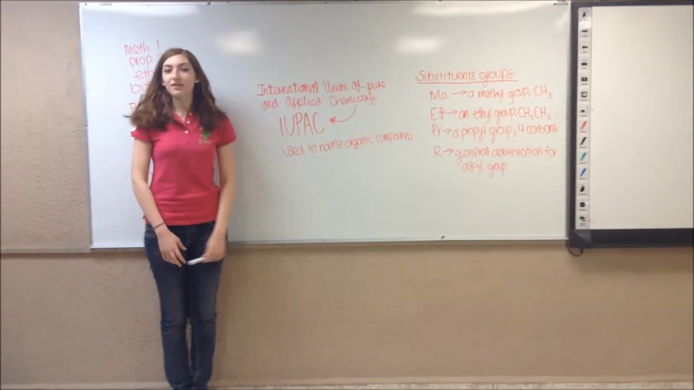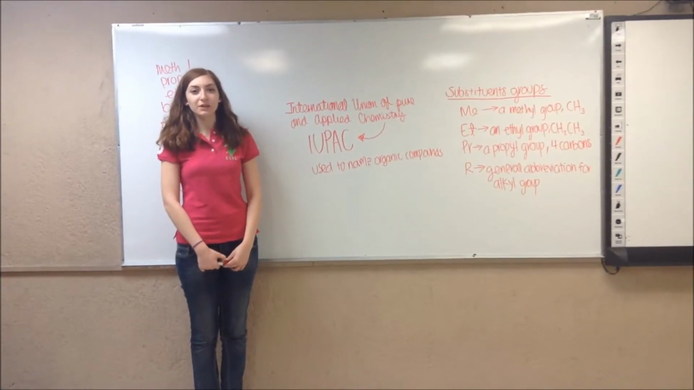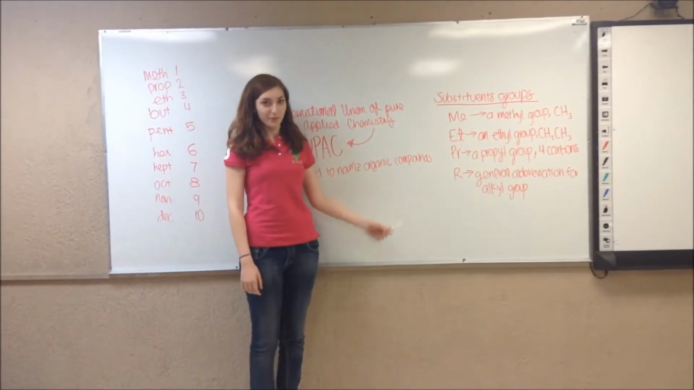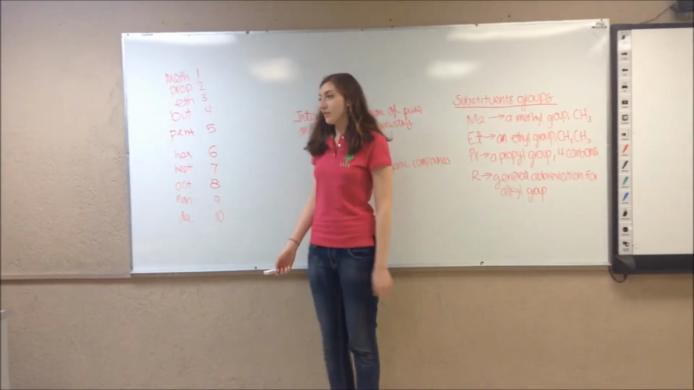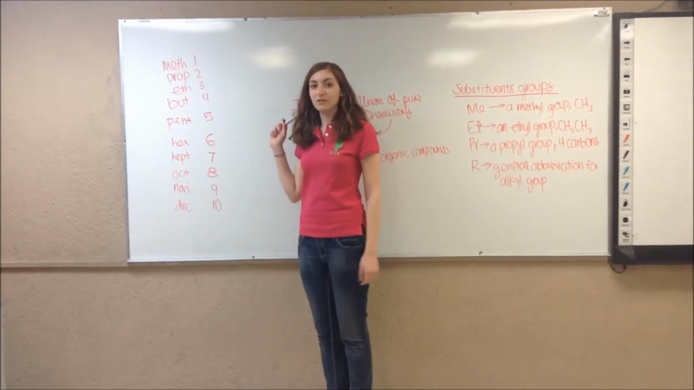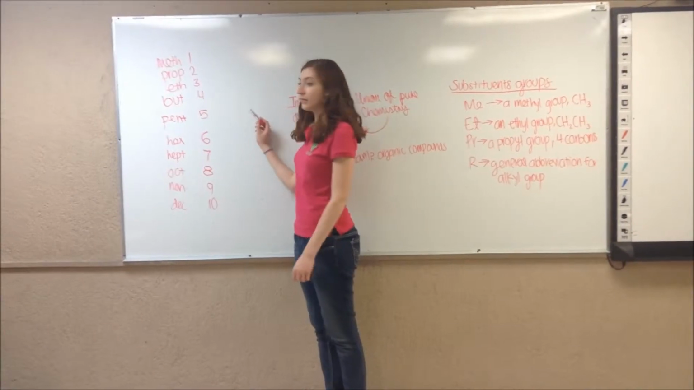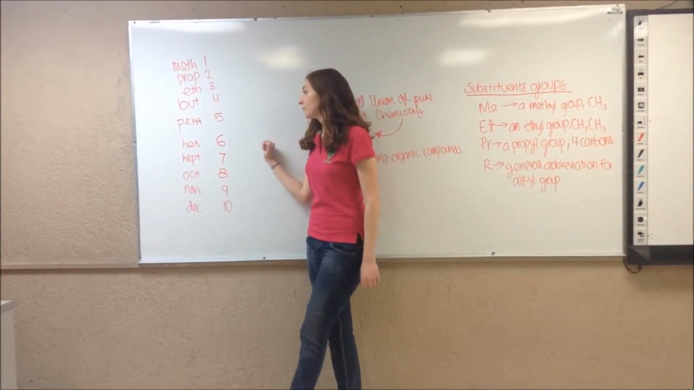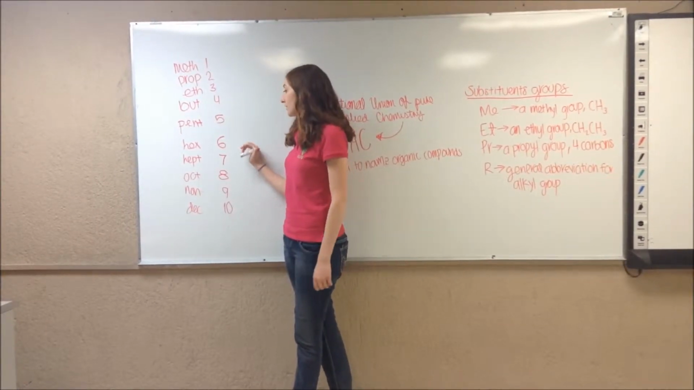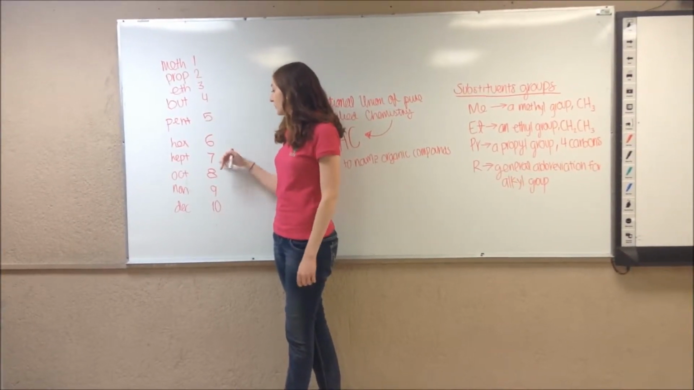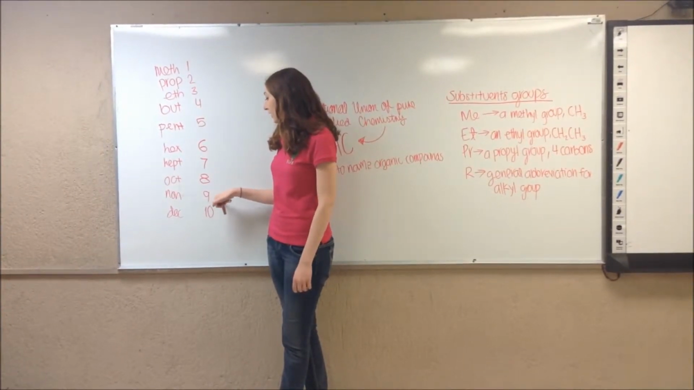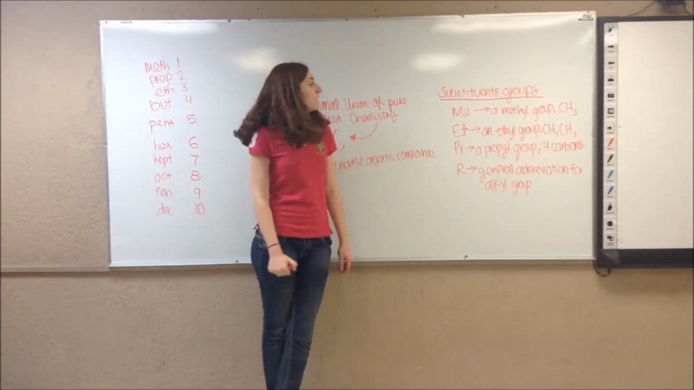The IUPAC, the International Union of Pure and Applied Chemistry, is used to name just organic compounds. The Greek abbreviations for each compound are meth for 1, eth for 2, prop for 3, but for 4, pent for 5, hex for 6, hept for 7, oct for 8, non for 9, and dec for 10.